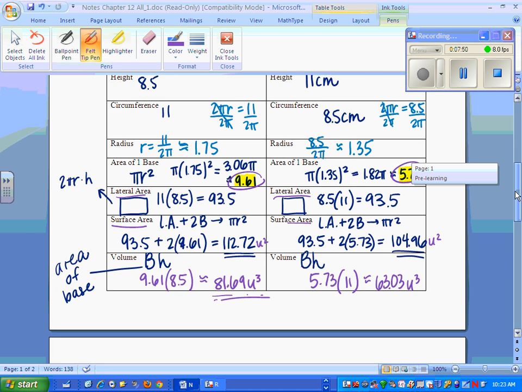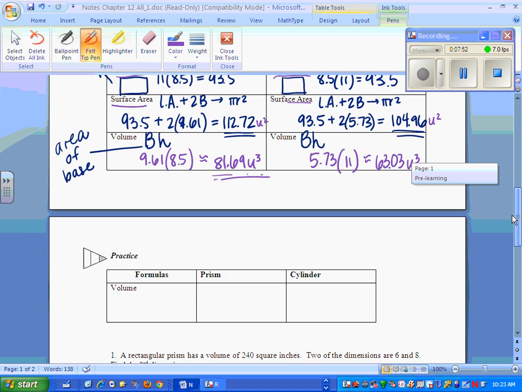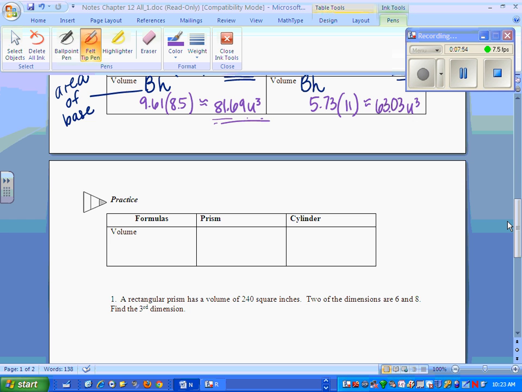Alright, so now you have seen that. Let's practice a couple of them. Volume formulas. A prism is just base times height. You've probably learned before it's length times width times height.